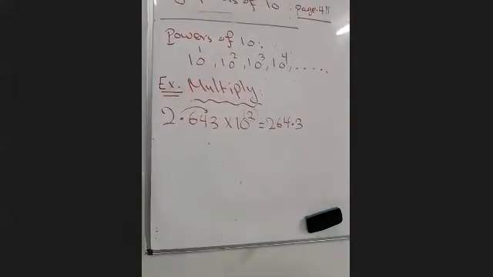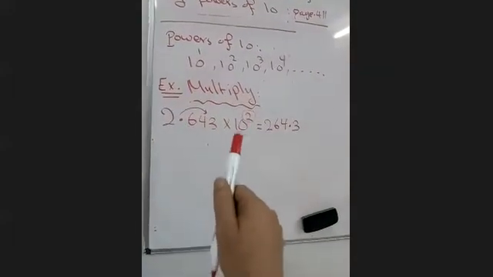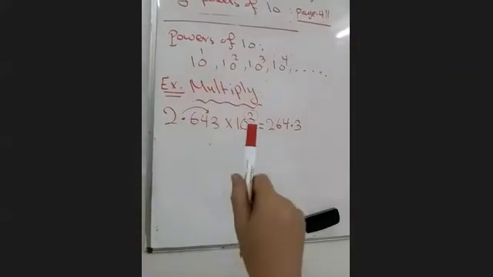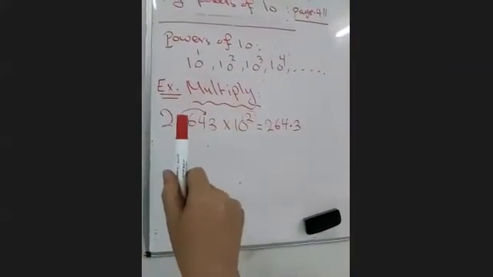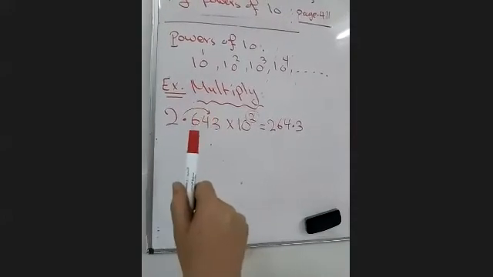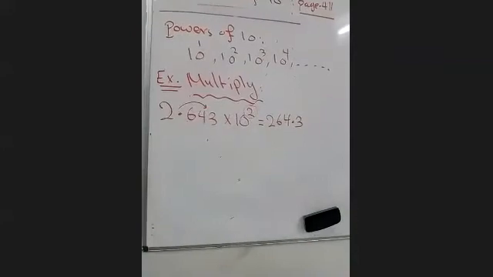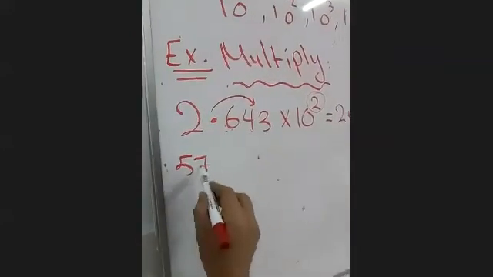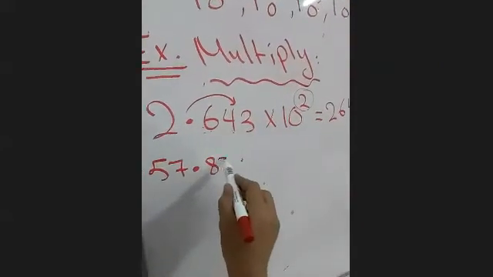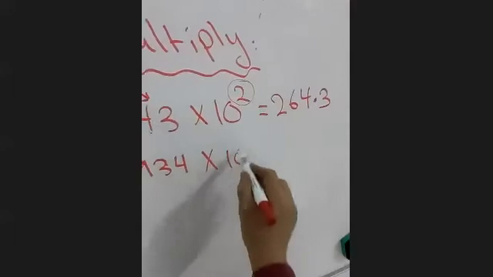Again, I have 2.643 multiply 10 to the power 2. Now the power is 2. I will go to the decimal, push it to the right 2 digits. Why 2 digits? Because the power is 2. Another example, 57.8934 multiply 10 to the power 3.